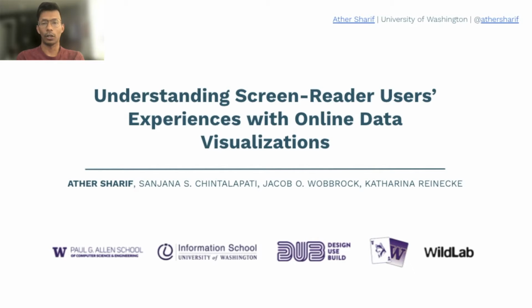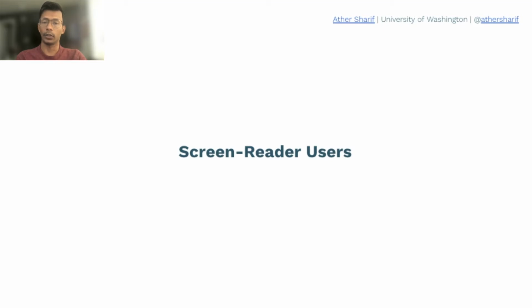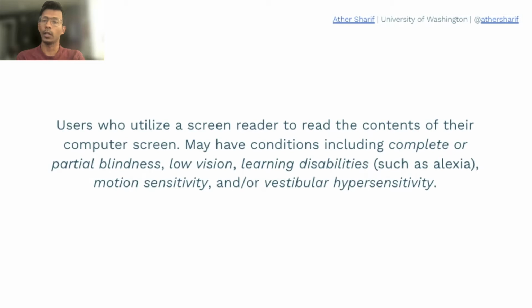I hope that this talk will inspire and motivate you to make online data visualizations more accessible to screen reader users. First, let's familiarize ourselves with the term screen reader users. In our work, we define screen reader users as users who utilize a screen reader to read the contents of their computer screen. They may have conditions including, but not limited to, complete or partial blindness, low vision, learning disabilities such as alexia, motion sensitivity, and/or vestibular hypersensitivity.